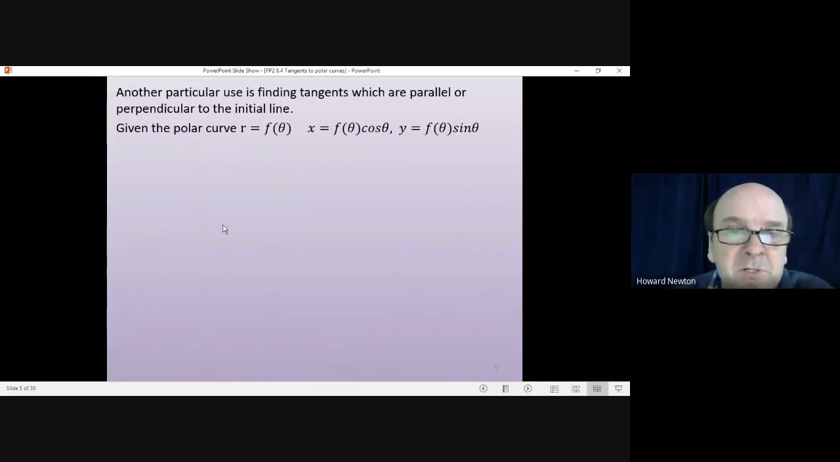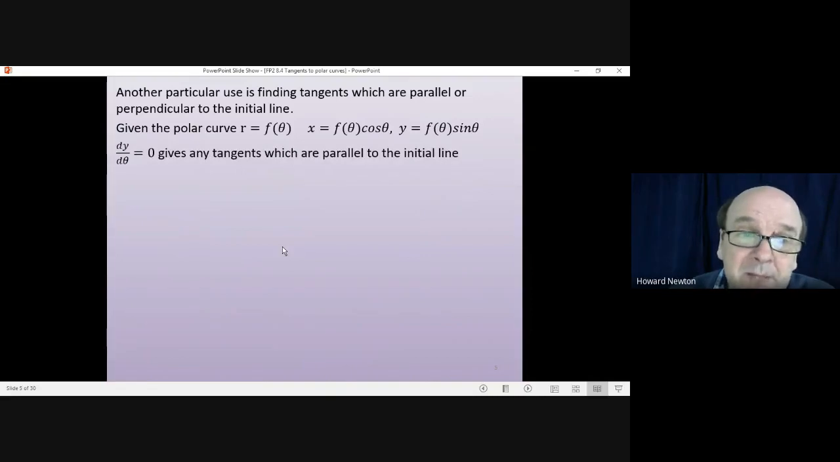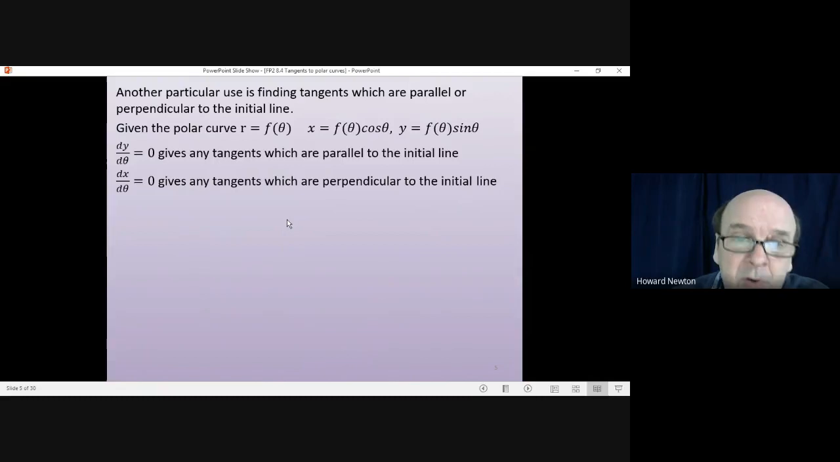Okay, coming back to where we were just now. Another particular use is in finding tangents which are parallel or perpendicular to the x-axis, to the initial line. So given the polar curve, r is some function of theta, we've just said we can write x as a function of theta times cos theta and y as a function of theta times sine theta. dy by d theta equals 0 will give any tangents which are parallel to the initial line, and dx by d theta equals 0 will give any tangents which are perpendicular to the initial line.